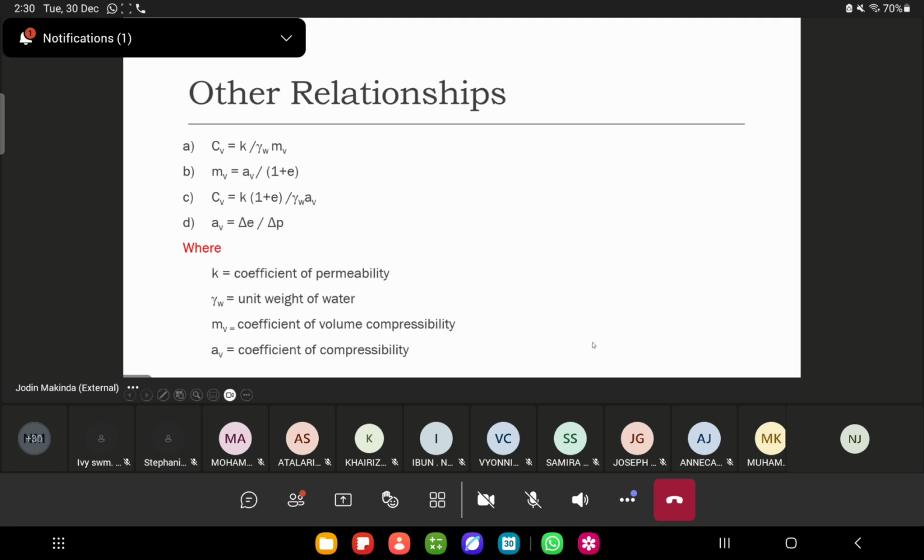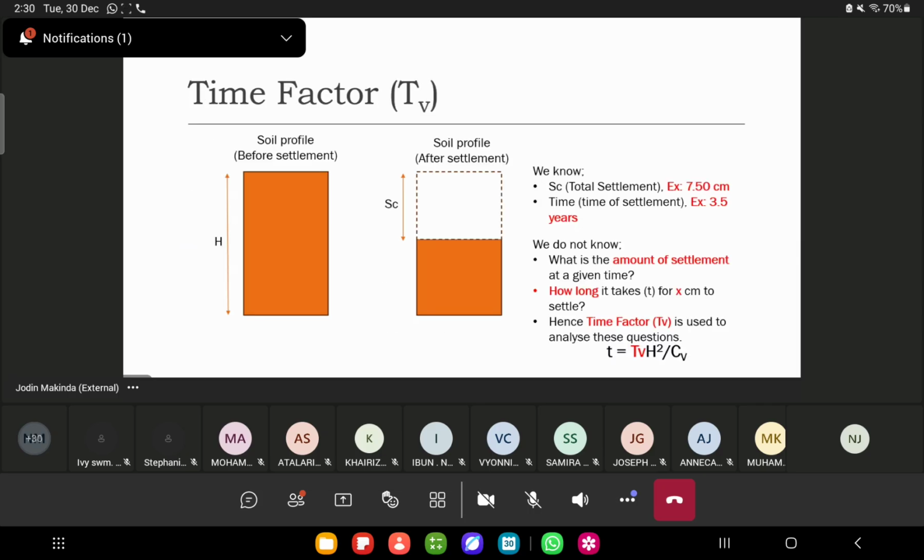Okay. Other parameters can also be derived, such as the coefficient of volume compressibility and also coefficients of compressibility. These are some of the other relations between the soil weight and the soil volume. Yeah. Now, let's go to the same topic, but more to the time factor. Yeah, time factor. All right.